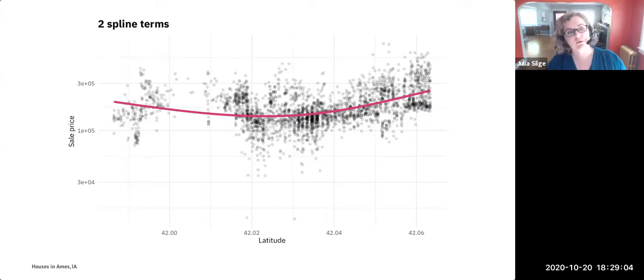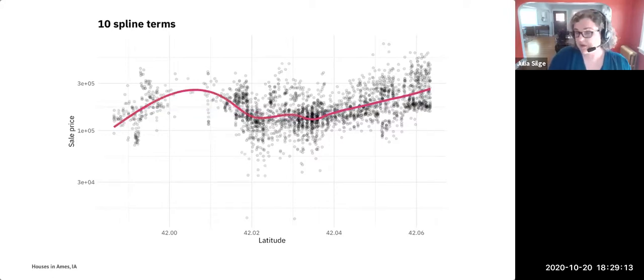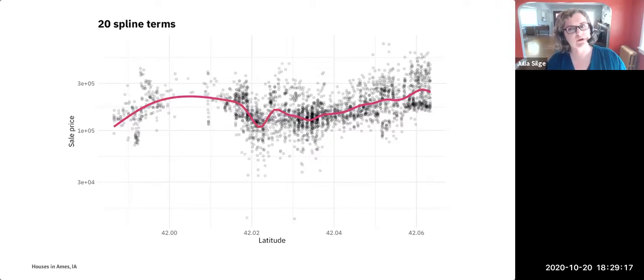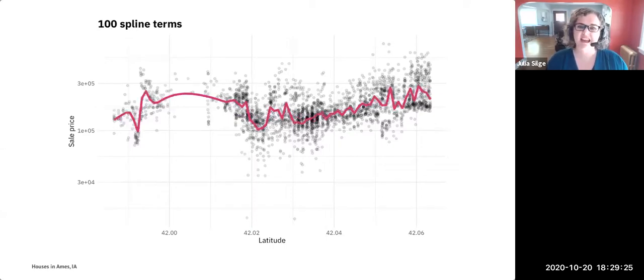So 2 does not look like it captures the real structure very well to me. 5 looks better. I would believe 10. 10 looks pretty good to me. 20 seems okay, but I'm starting to feel a little skeptical. At 50, I no longer believe this. And at 100, this is just silly.